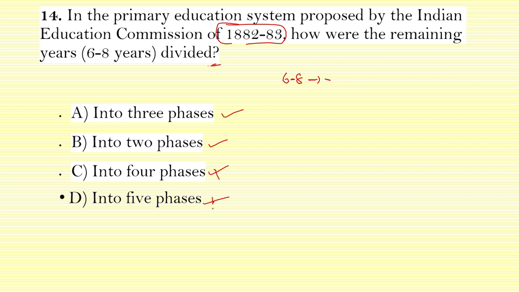The options are 3 phases, 2 phases, 4 phases, 5 phases. These are all wrong answers. The correct answer is 2 phases. The first phase is 1 to 5 years, and the second phase is 6 to 8 years. So this is the correct answer. In 1882-83, the Indian Education Commission divided it into 2 phases: the first is 1 to 5 years, the second is 6 to 8 years.